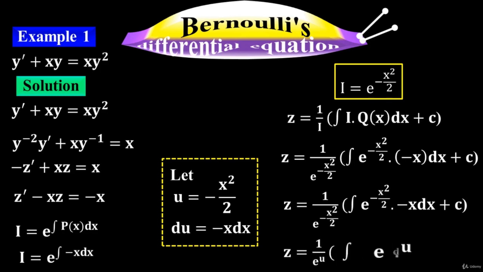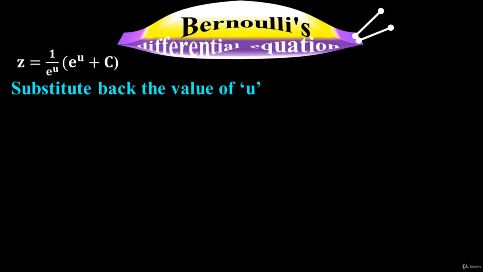So the new equation is z equals 1 over e to the u times integral of e to the u du plus c. Integrate e to the u. After integration I got z equals 1 over e to the u times e to the u plus c. Integral of e to the u is e to the u. Substitute back the value of u here, which was minus x squared over 2. Push this e to the minus x squared over 2 term to the denominator to have z equals e to the plus x squared over 2 times e to the minus x squared over 2 plus c.